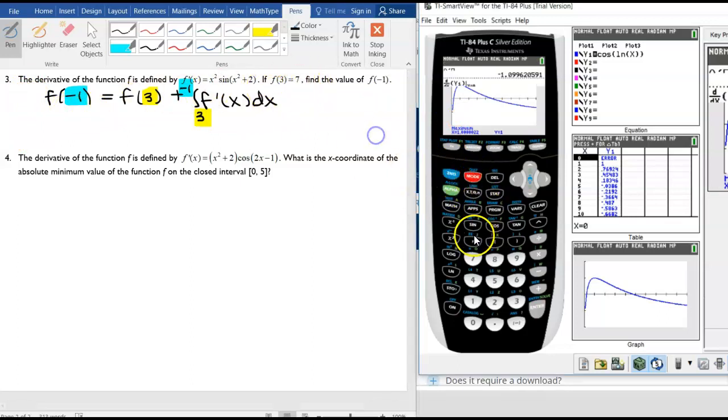So I'm just going to go back to my home screen. To get an integral, I'm going to do math 9. So I'm going to do this f of 3 first. F of 3 is 7 plus my integral, math 9. That's going to go from 3 to negative 1. If I had put that function, the f prime, in my y1, I could use y1 right here. But I'm going to go ahead and just type in that function, x squared sine of x squared plus 2.